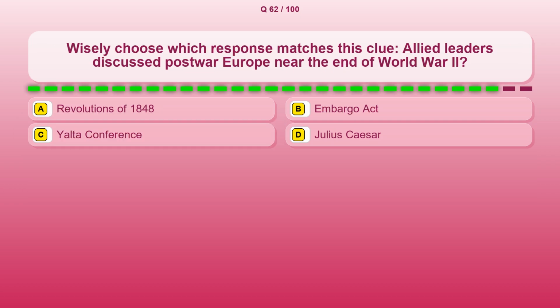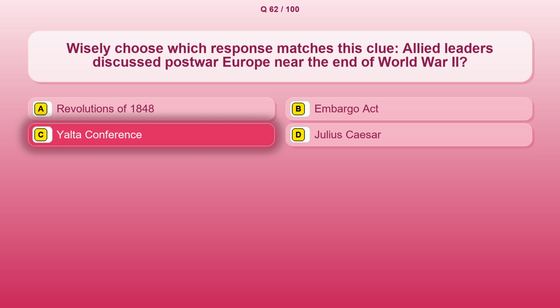Question 62. Wisely choose which response matches this clue. Allied leaders discussed post-war Europe near the end of World War II. Option A, Revolutions of 1848. Option B, Embargo Act. Option C, Yalta Conference. Option D, Julius Caesar.